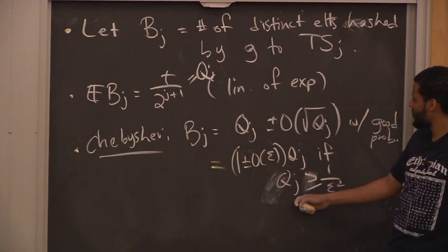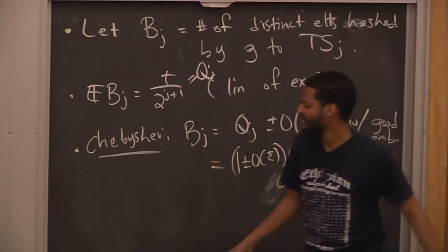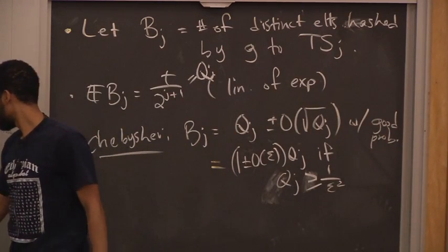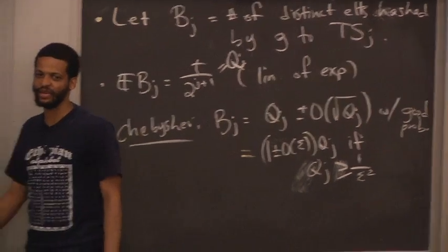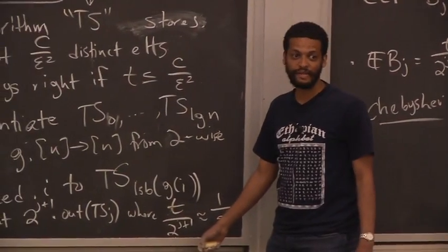So why didn't I pick j? Why did I pick a smaller j? Why didn't I just pick j to be 0 or j to be 1 or some such thing?